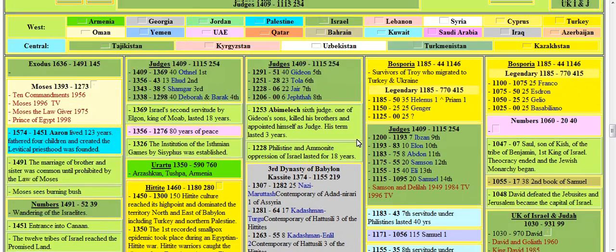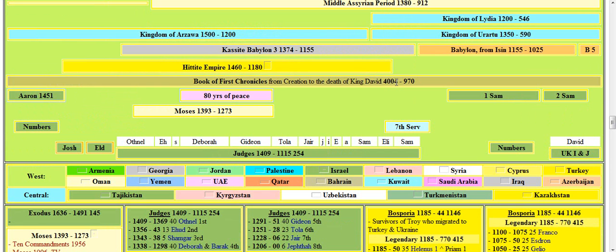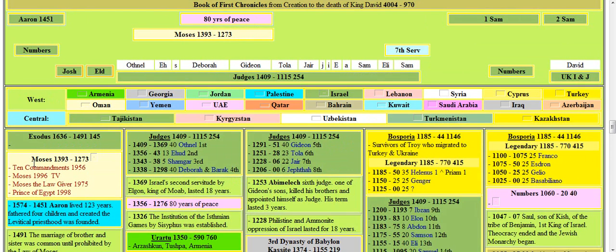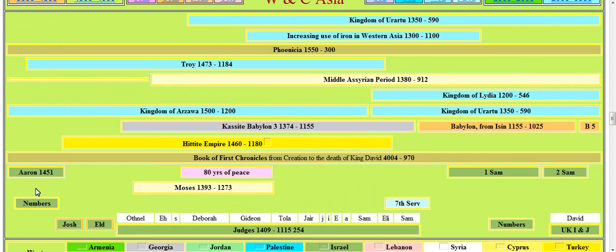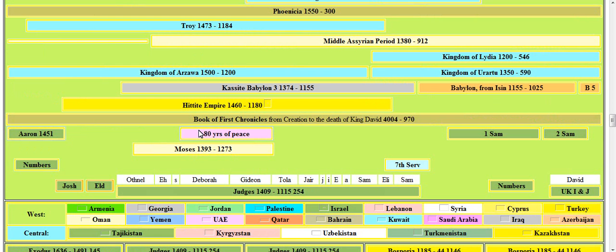So here's the judges. You have the judges with these judges here, and let's see, where was Moses? Here we are, Moses right here. For some reason I don't have him written up here, but 1393 to 1273 is about here. Oh, I have Moses. I just didn't see it. Duh. So here's Moses, right?